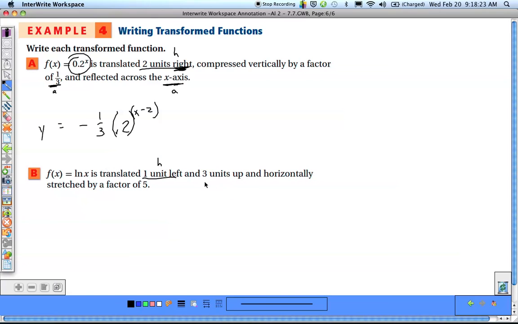This is our h, this is our k, and horizontally stretched by a factor of 5 is going to be b. So we just fill that information in. We don't have an a value. Our h is going to be 1 left. Remember, it's opposite inside. Horizontal stretch by 5, opposite inside. So we're dividing that entire thing by 5. And up 3 would be +3 at the end.